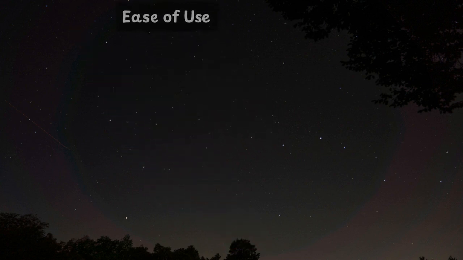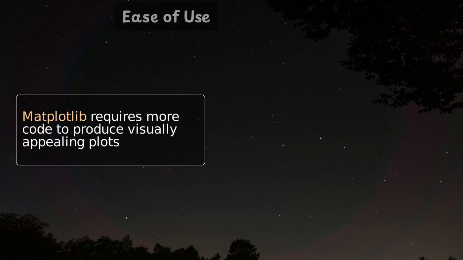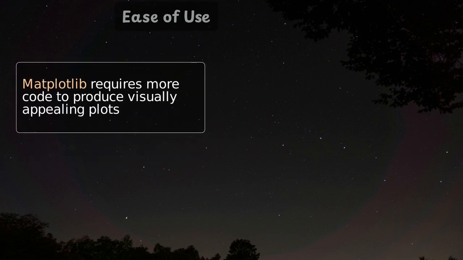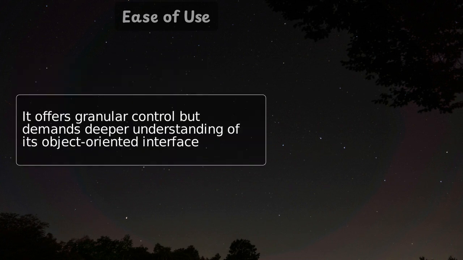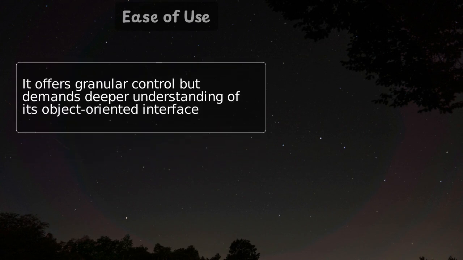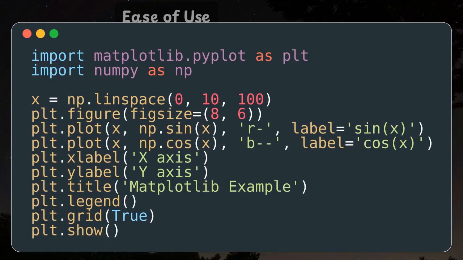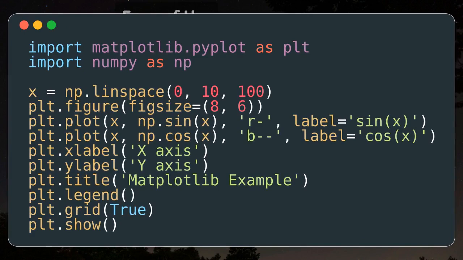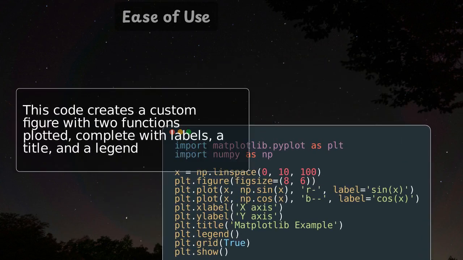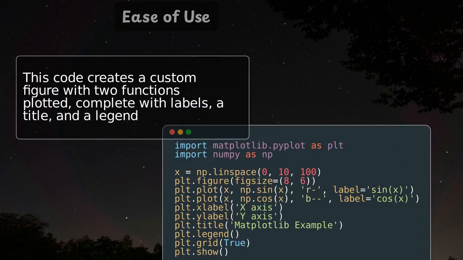Ease of use. Matplotlib requires more code to produce visually appealing plots. It offers granular control but demands deeper understanding of its object-oriented interface. This code creates a custom figure with 2 functions plotted, complete with labels, a title, and a legend.